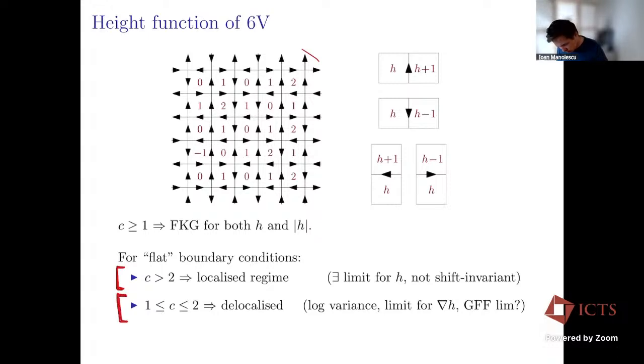Whereas for C smaller than 2, between 1 and 2, the heights are delocalized, meaning in a torus or in a domain with height 0 on the boundary, the height in the middle will have a variance of order log. The correlations will decrease algebraically and so on. Anyway. And what you expect, or you can expect it till next week, is that in this case you have a limit of this height function distribution, which is a Gaussian free field.